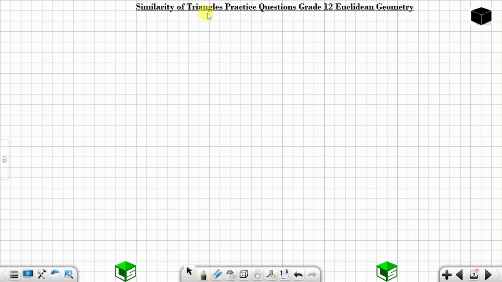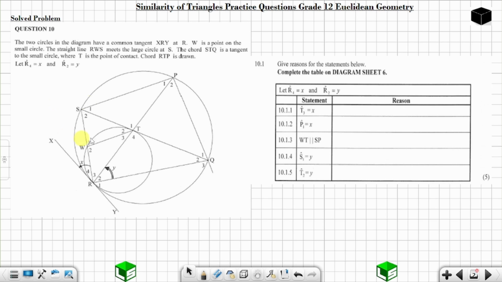Similarity of Triangles practice questions, Euclidean geometry. So this is the question. Okay, question 10.1. You are given the following diagram. You can read the question. Give reasons for the statements below. Complete the table on diagram sheet 6.